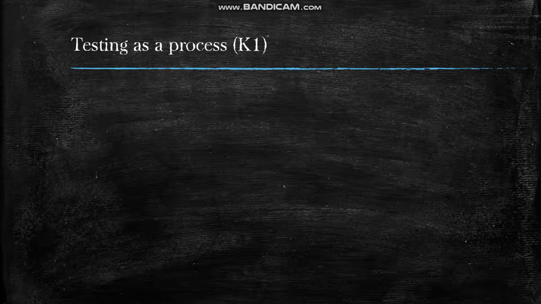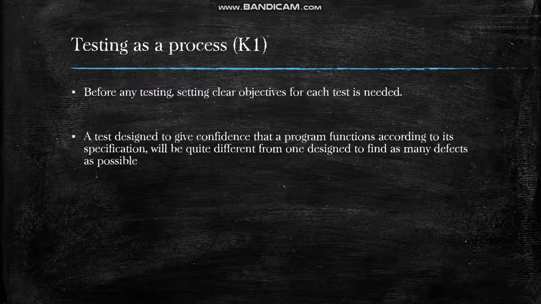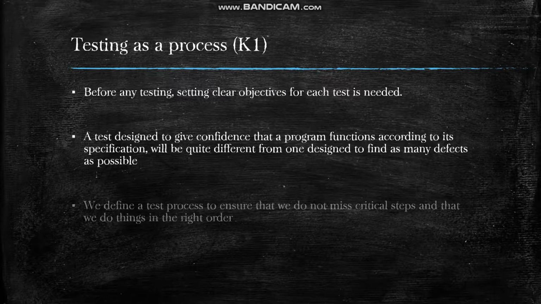So, testing as a process. Before any testing, we need to set up our objectives for the test that we're going to do, because setting the objective will allow us to know when we are good enough to stop. A test designed to give confidence that a program functions according to its specification will be quite different from one designed to find as many defects as possible. So setting clear objectives is not just about knowing when to stop, it's also to do with the different way the test will be done, because different objectives have different ways of being done.